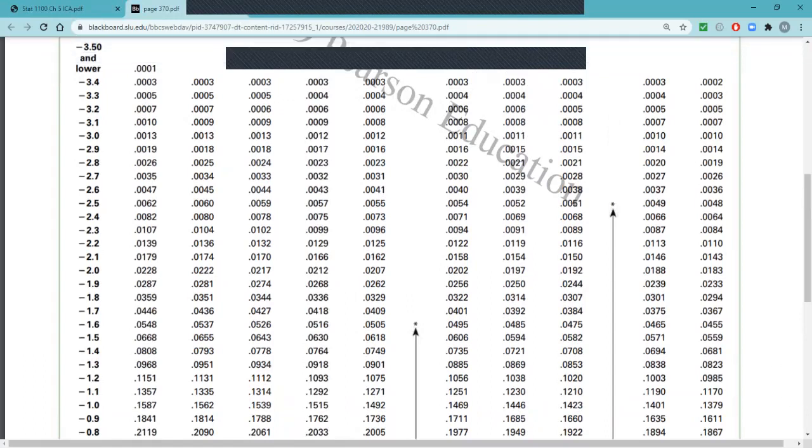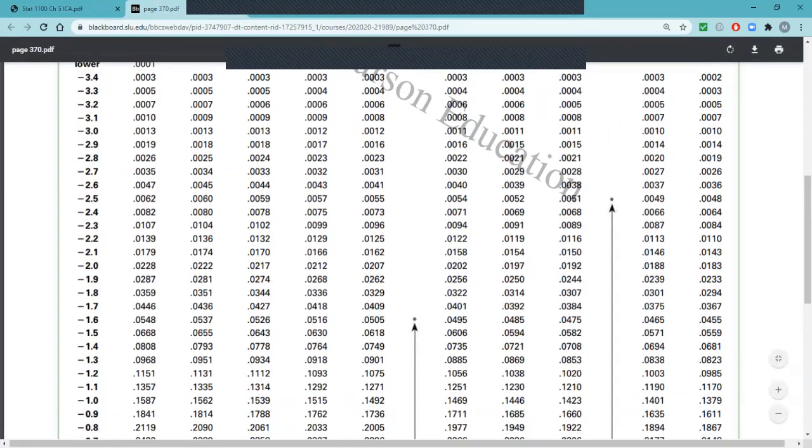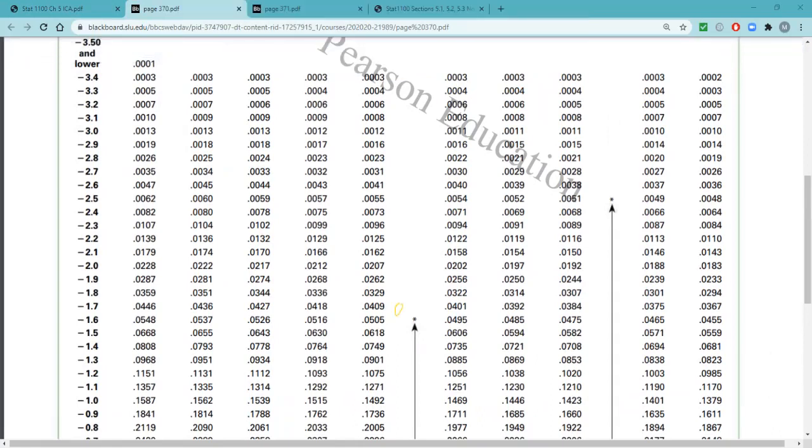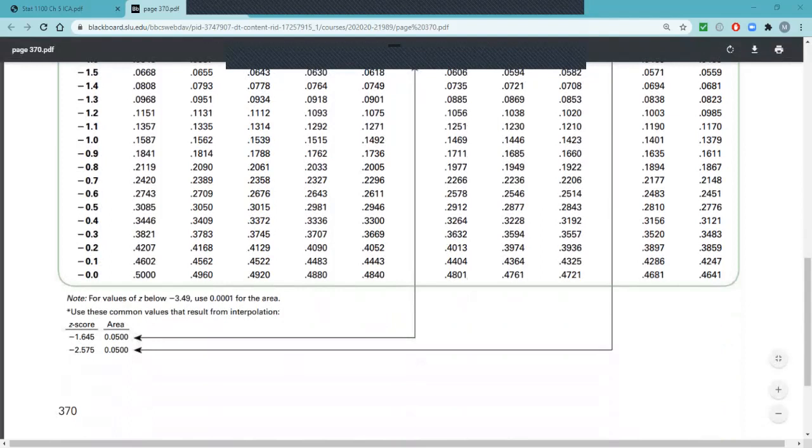Okay, so looking at this table, I wanted to give you a second there to try to find it on your own. We're looking for the value that's closest to 0.0500. And again, we can see that it lies between these two areas. So we have 0.0505 and 0.0495. And again, we have an asterisk. So the asterisk is going to lead us down, and we can see that a z-score of negative 1.645 gives us that area that we want.